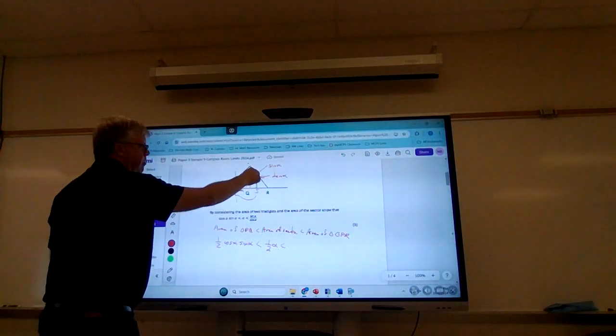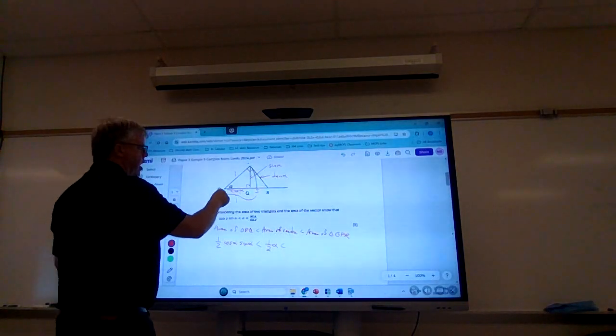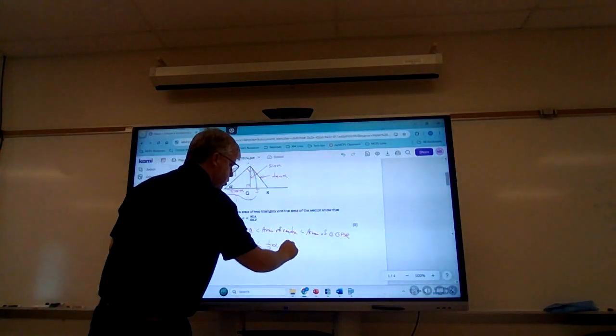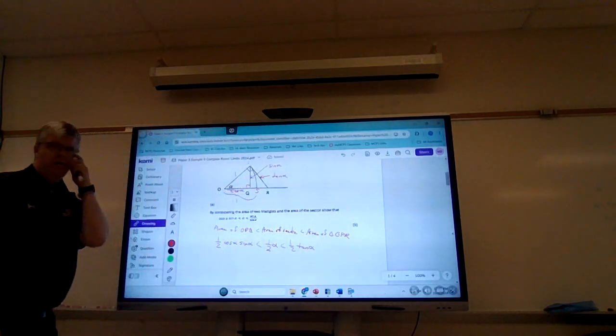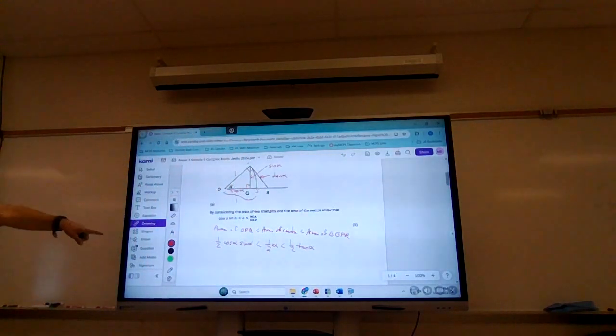Okay? So the area of the big triangle, OPR, is just 1/2 times 1 times tangent alpha, or 1/2 tangent alpha. Are we good there? Now look at what we have, and look at what they want you to get. Do you see it's just like 2 quick manipulations here? What do I need to do?